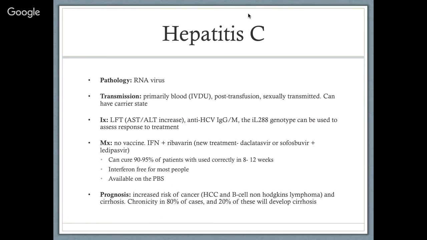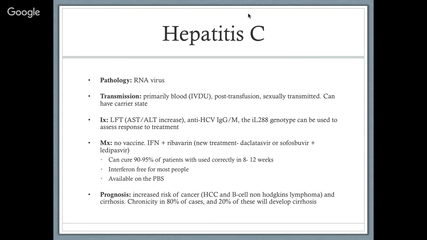And the one thing I just want to draw your attention to is we have a really good new treatment for Hep C. Typically, Hep C wasn't really curable. It would grumble on for a long time, and it caused a lot of morbidity and mortality. Now we've got a treatment that can cure 90 to 95% of patients within 8 to 12 weeks, and it's available on the PBS. So there's been this huge shift in how we treat hepatitis C. It's no longer a death sentence like it once was.